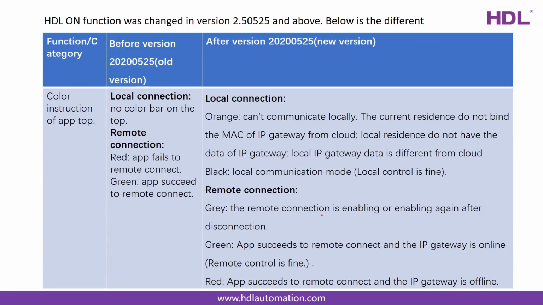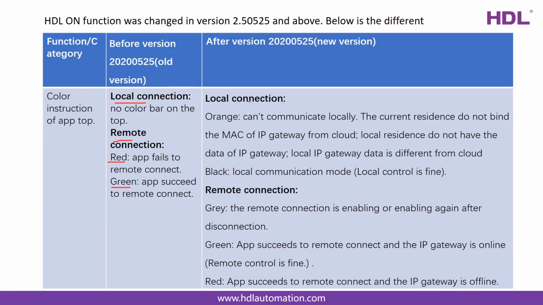And there is the difference about the color instruction of the app top. In the top of the app, there will show different color bars, so different colors mean different things. For the old app, if you use local connection, there is no color bar on the top. And for the remote connection, there's just red and green. Red means remote connect fails. The green means remote connect success.